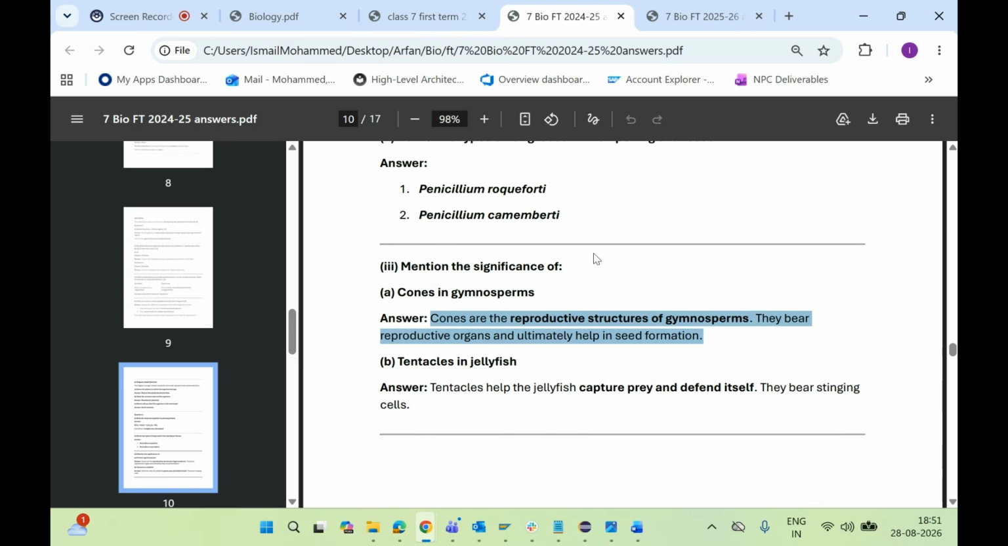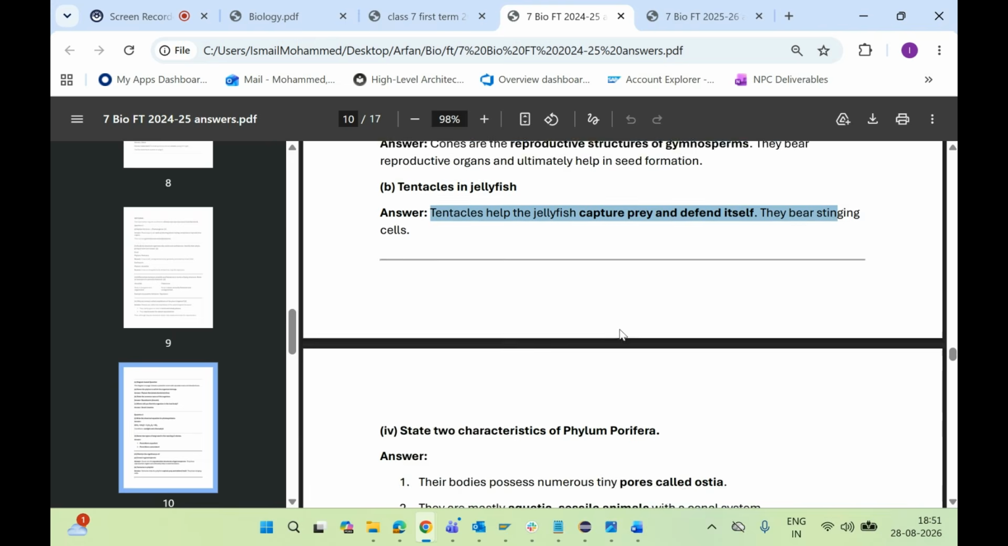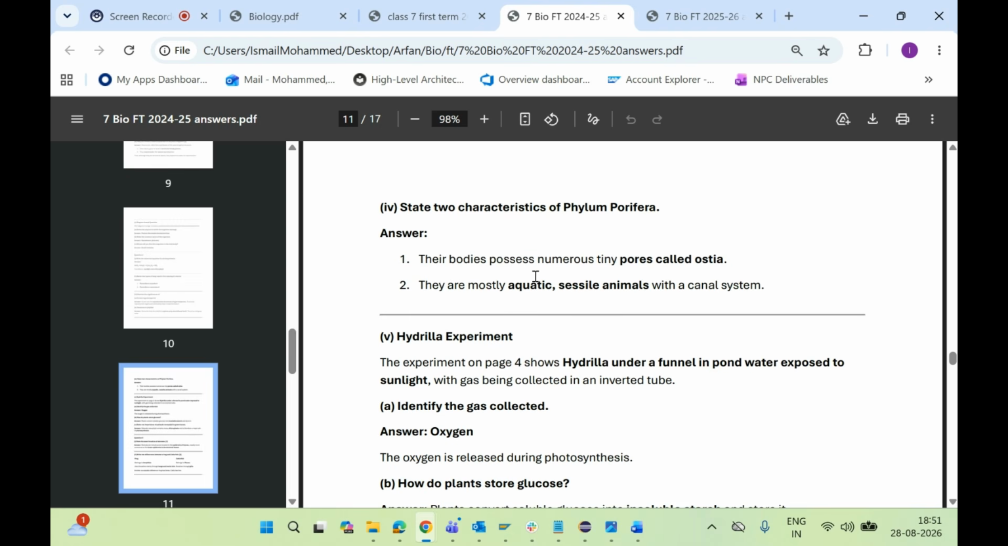Significance of tentacles in jellyfish. Basically they help in capturing prey, the means of food, and defend itself. They have stinging cells. These are the characteristics. State two characteristics of phylum Porifera. Their body possesses numerous tiny pores, and they are mostly aquatic animals with a canal system. Basically, Porifera have a number of large openings or pores on their body through which the water goes inside, and there is a very large opening through which the water comes out.